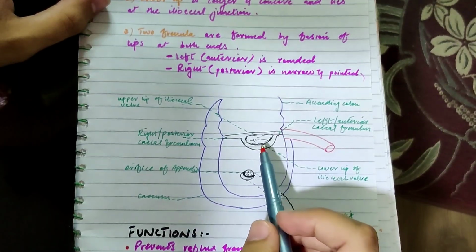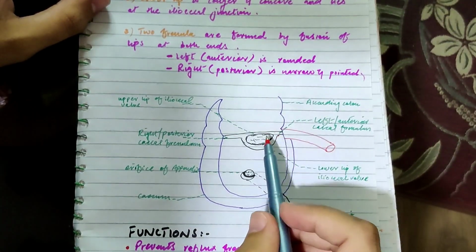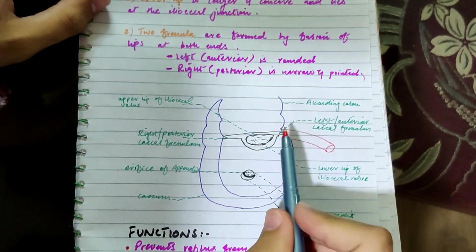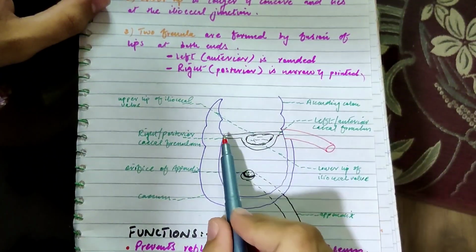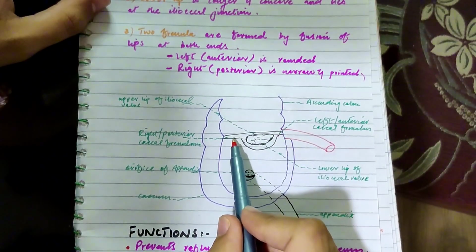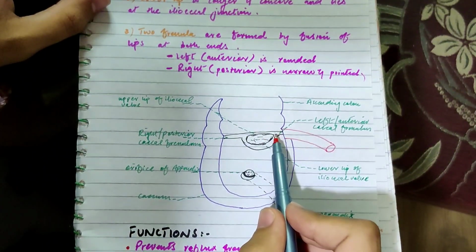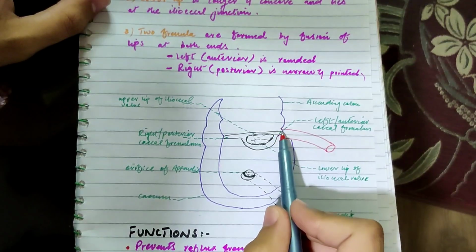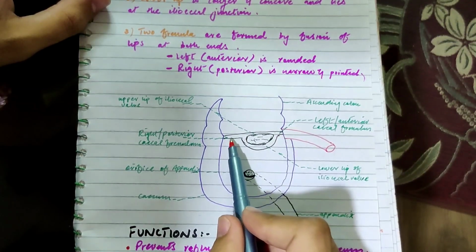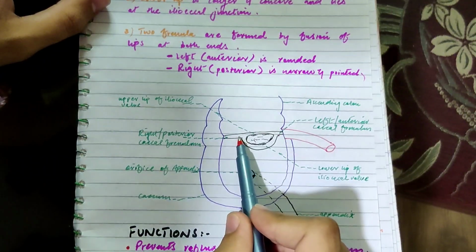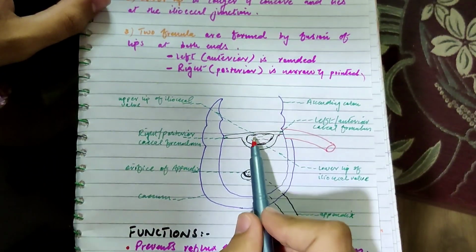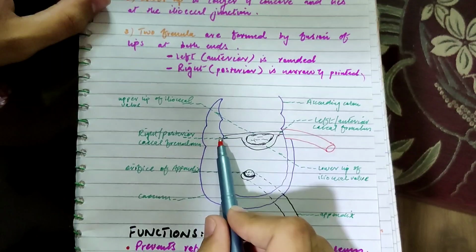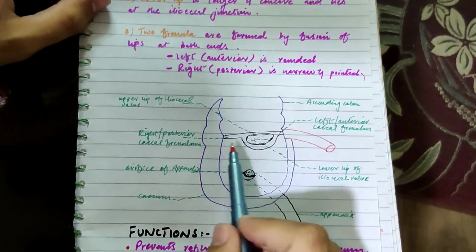So we're talking about the frenulas now. There are two frenulas. One is the left or anterior frenula and the other one is the right or posterior frenula. The left frenula, also called the anterior frenula, is rounded, and the right or the posterior frenula is narrow and pointed. Basically it is connecting the ileocecal valve to the walls of the cecum.